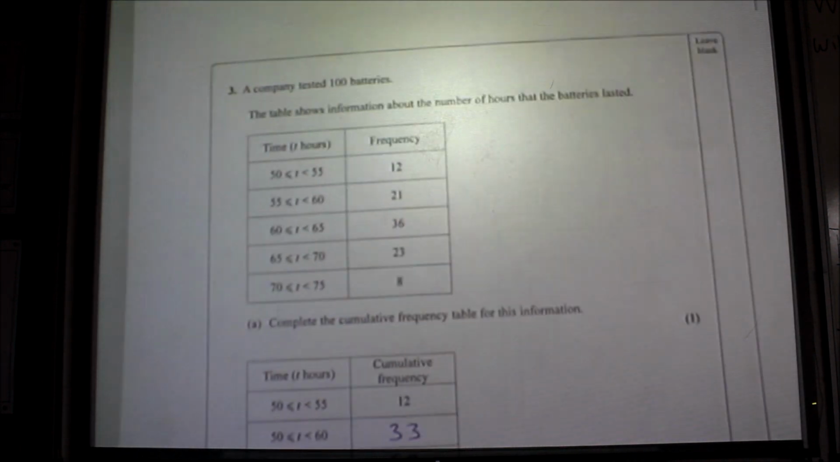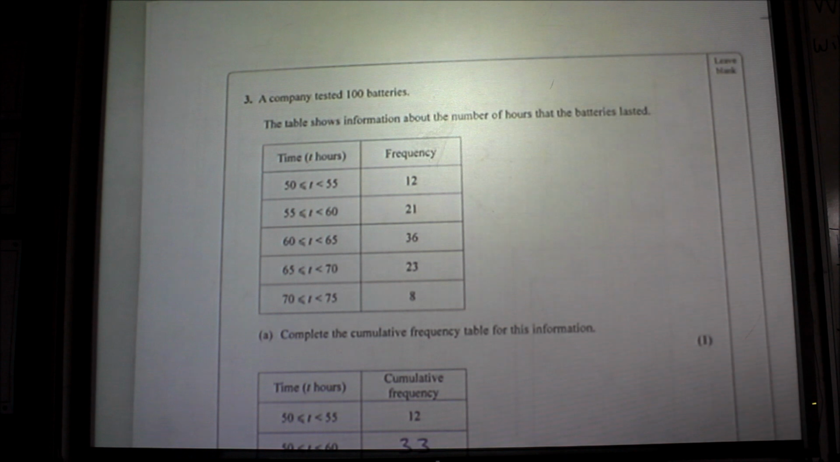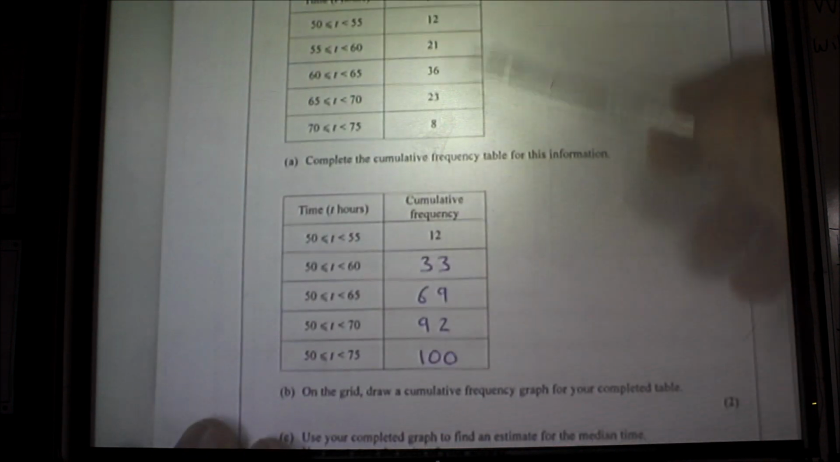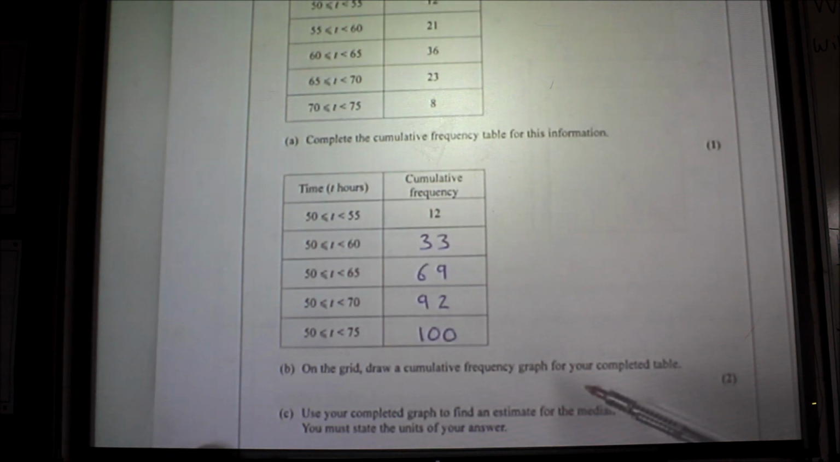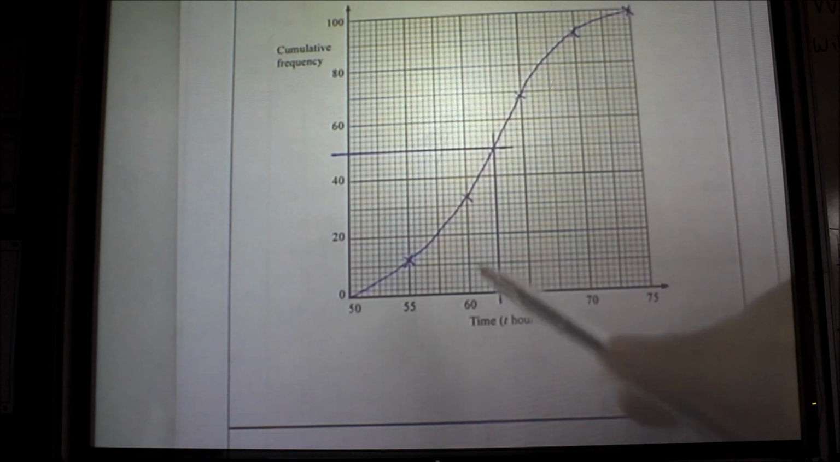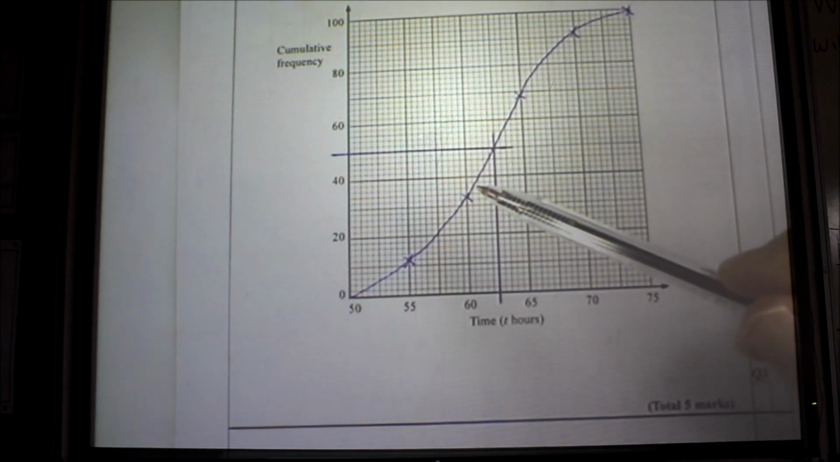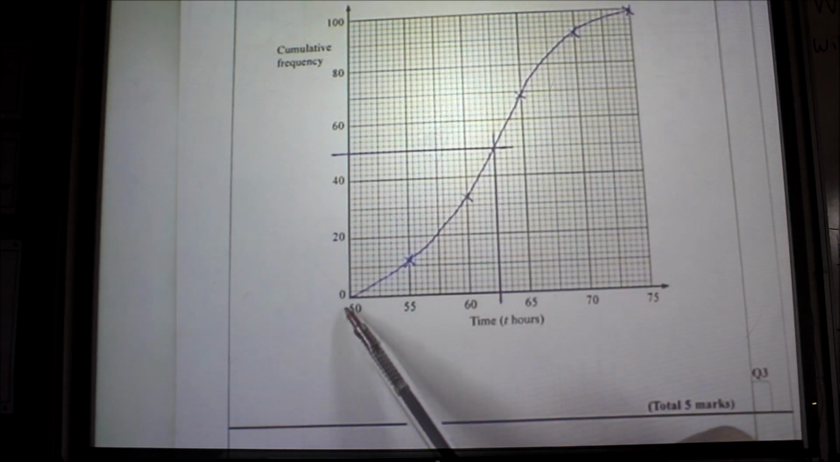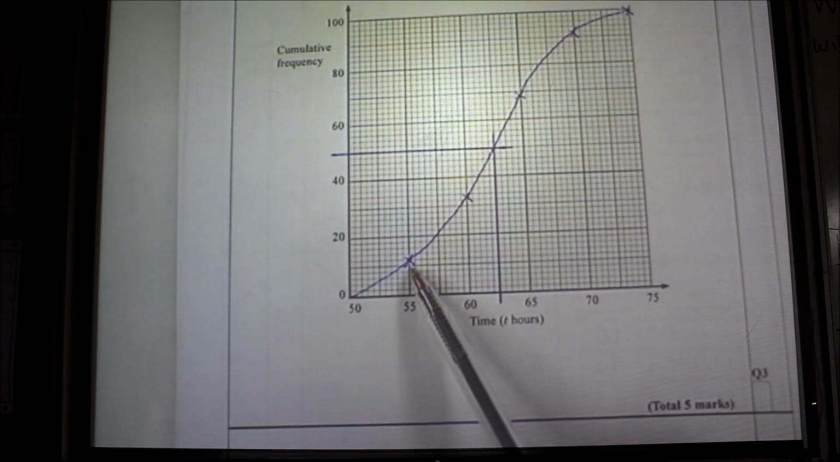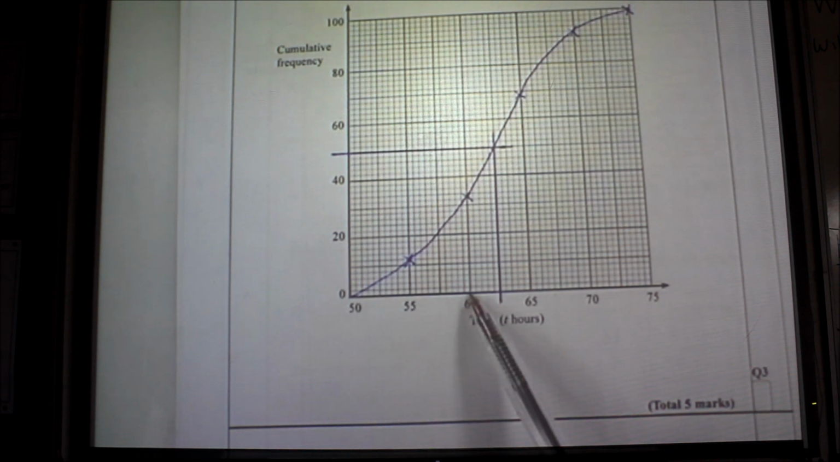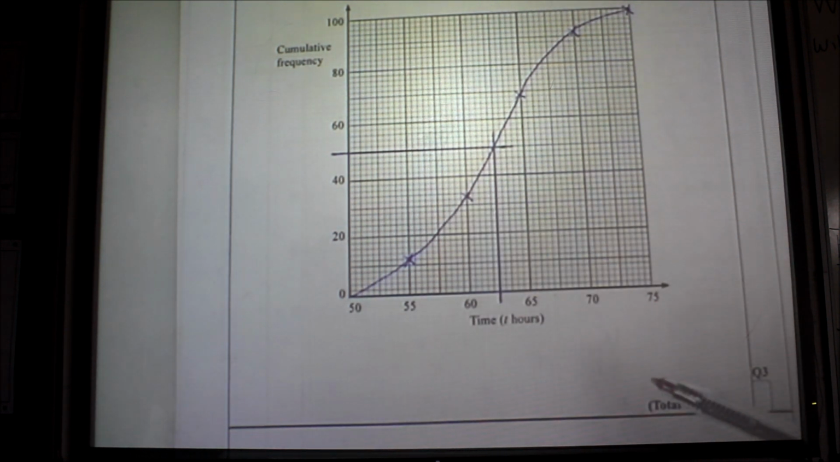Question number 3. A company tested 100 batteries, here's information, fill in the cumulative frequency, add them up as you go down, that's what we've done. On the grid, draw a cumulative frequency graph for your completed table. So here is my completed table, and here is what I've done for the graph. For 50 to 55 hours, looking at what the cumulative frequency, it's 12, so that's why it's 12. For 50 to 60, so there it is 33, so that's why it's 33, and so on.